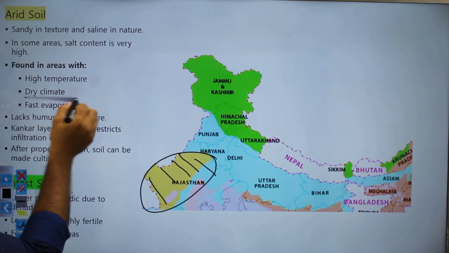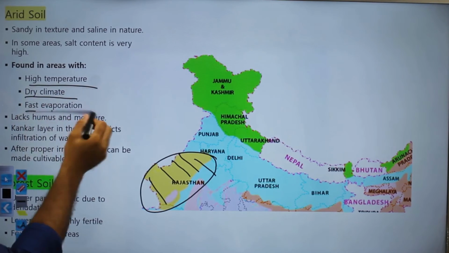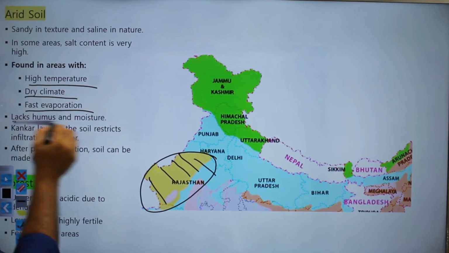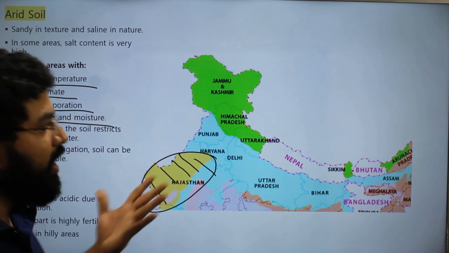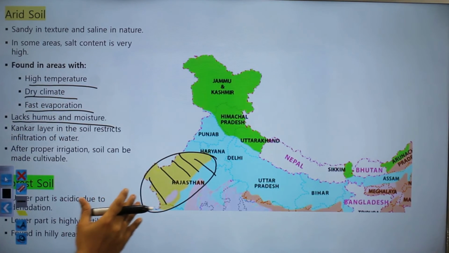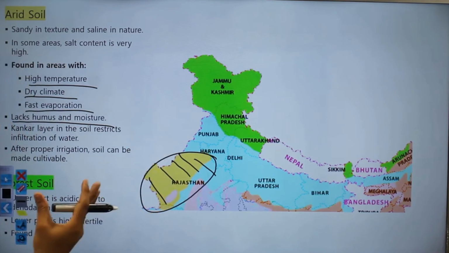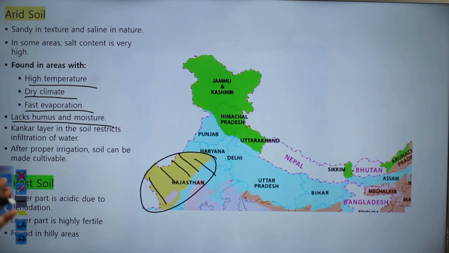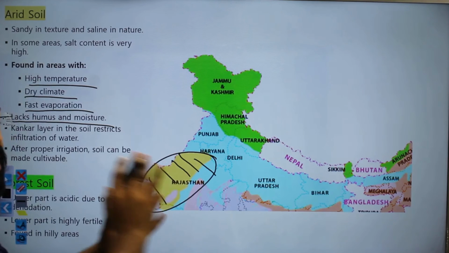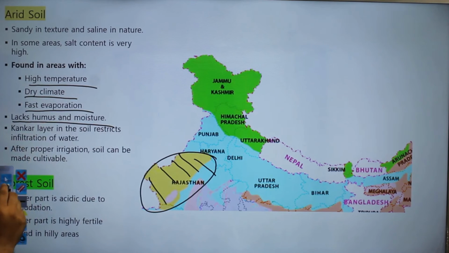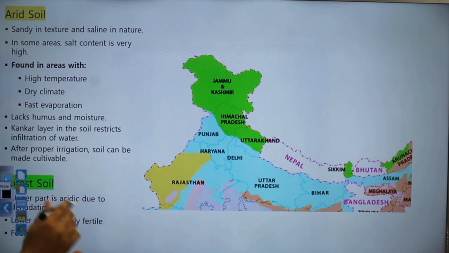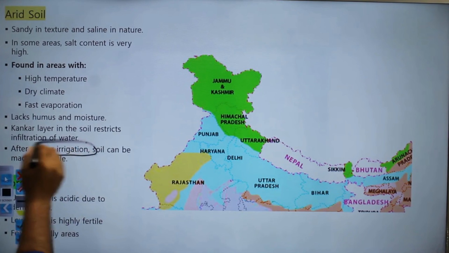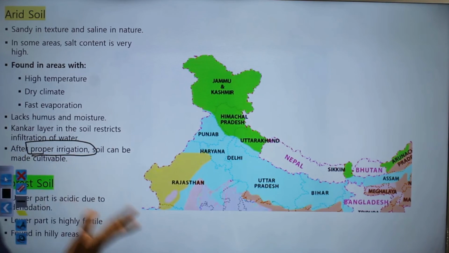Now, so dry climate conditions, high temperature, fast evaporation. So it lacks humus and moisture. So because of this, the soil is without moisture and hence it is not useful for food crops or any types of crops. But if you provide it with moisture, then it becomes cultivable because it lacks only moisture in it. So with proper irrigation, you will have a good soil in it. So it is fertile given enough water.